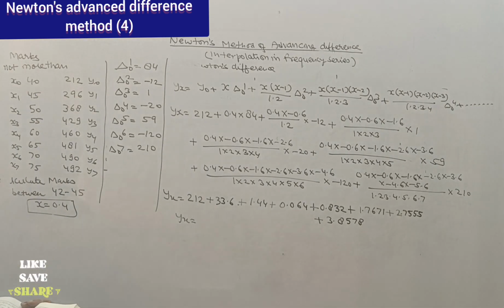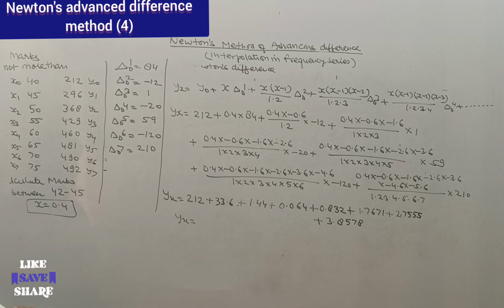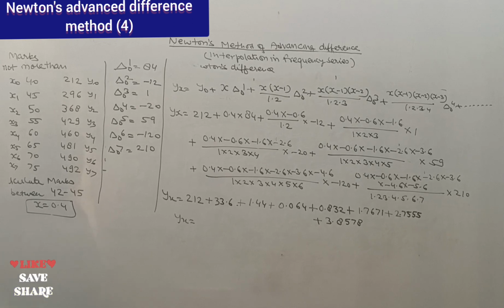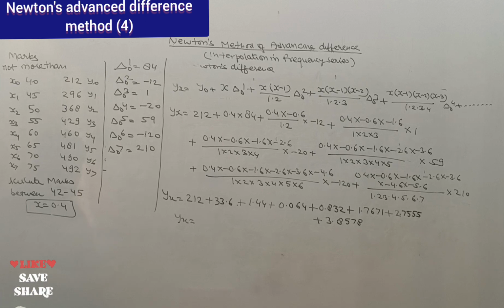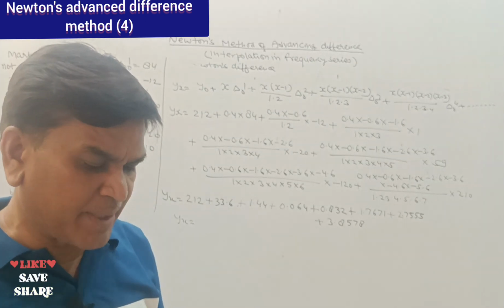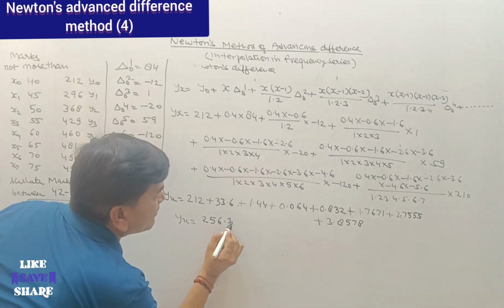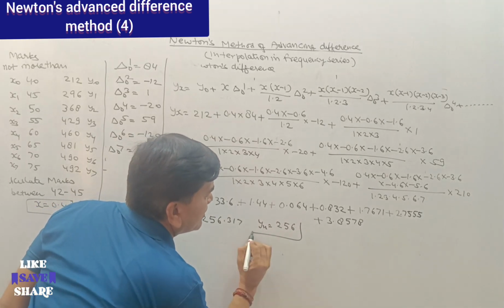Next is 1.44, 0.64, 0.832, 1.7671, 2.7555. Okay. 3.8578, everything other is correct. So 2.56317, 256.317. So that is 256.317, or we are writing that 256.